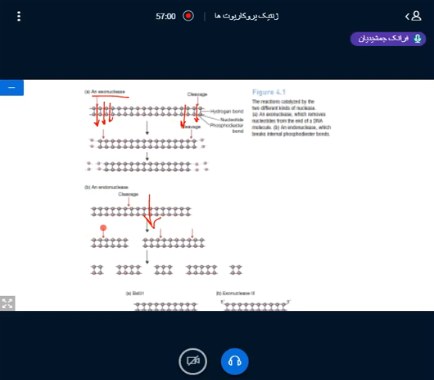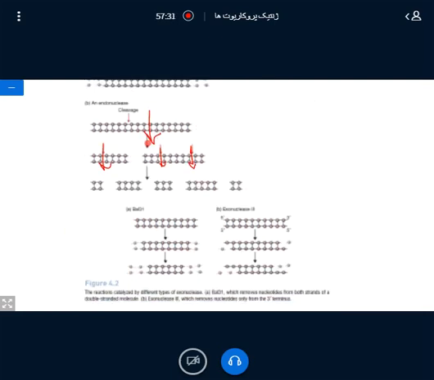Write this. For example, like this, like this, like this. So we have two types of nuclease: exonuclease and endonuclease. What do you mean? I didn't understand you.